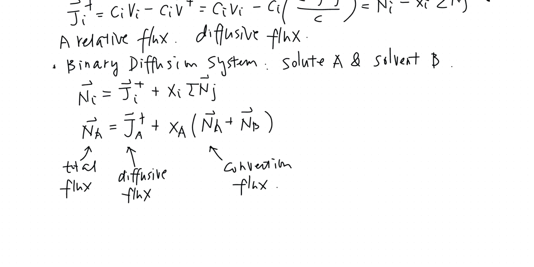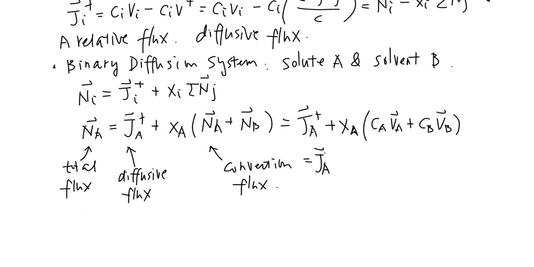Now let's continue to write it. Let's keep the J_A here, and let's keep x_A. N_A and N_B, by definition, N_A is the molar flux of species A. It is by definition the molar concentration of A multiplied by the average velocity of A, and then you have the molar concentration of B multiplied by the average velocity of B. Let's continue to write it. It equals this is that.